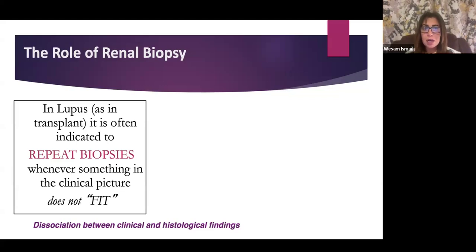But lupus is a clinical diagnosis. So you need to know that your patient has lupus. And if you don't know that your patient has lupus, and if the biopsy suggested to you that it's lupus, you still need to confirm serologically and clinically that this patient has lupus. So please, pathology reports are not for lupus diagnosis.